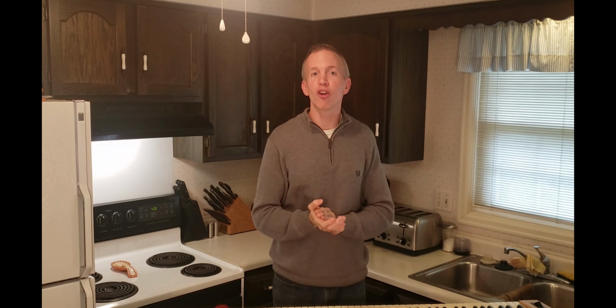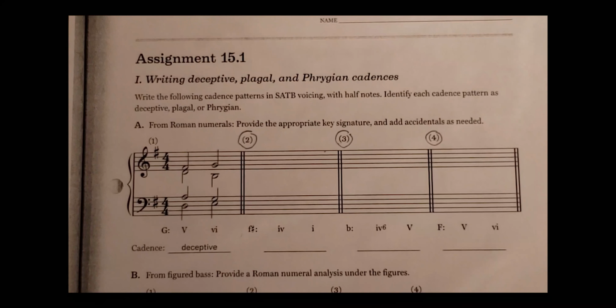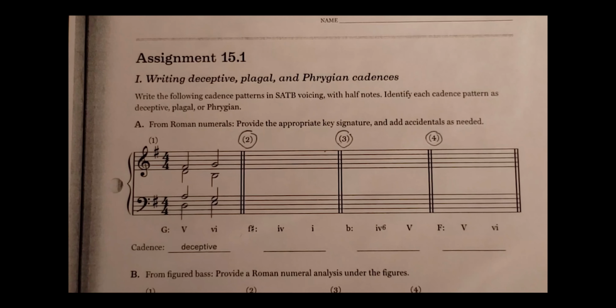So we're going to get a chance to drill these 3 cadence types on your homework, 15.1. Let's take a look. So we see here in 15.1, Part 1, writing deceptive, plagal, and Phrygian cadences. Step 1 here, create SATB harmony from these Roman numerals. Write in the key signature, write in those chords according to the numerals. We know how to do that.